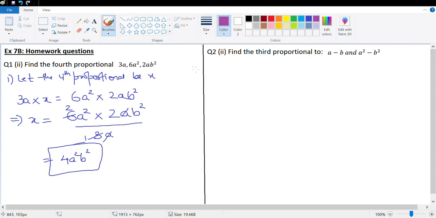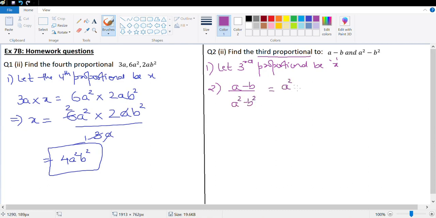Good. Let's look at question number 2, part 2. It says find the third proportional. So let third proportional be equal to x. So what we have is a minus b upon a square minus b square is equal to a square minus b square upon x. Yes, that's the correct one.